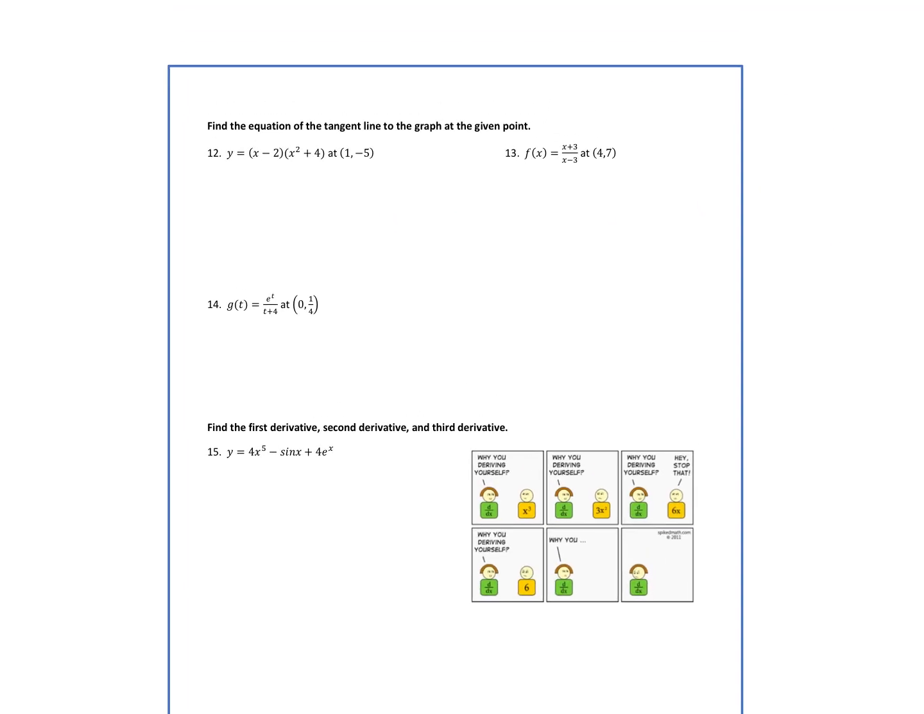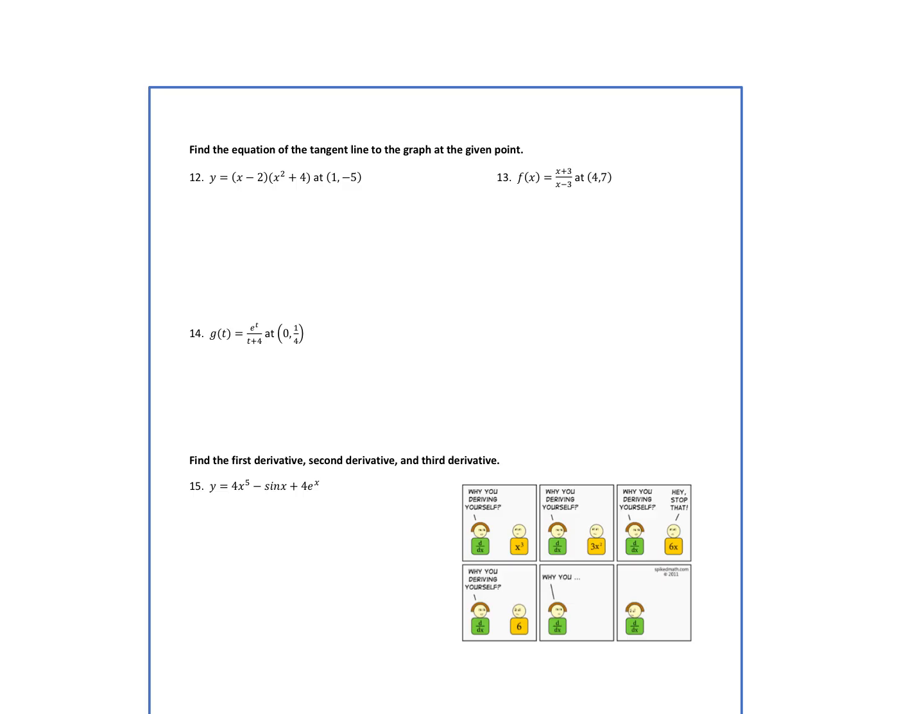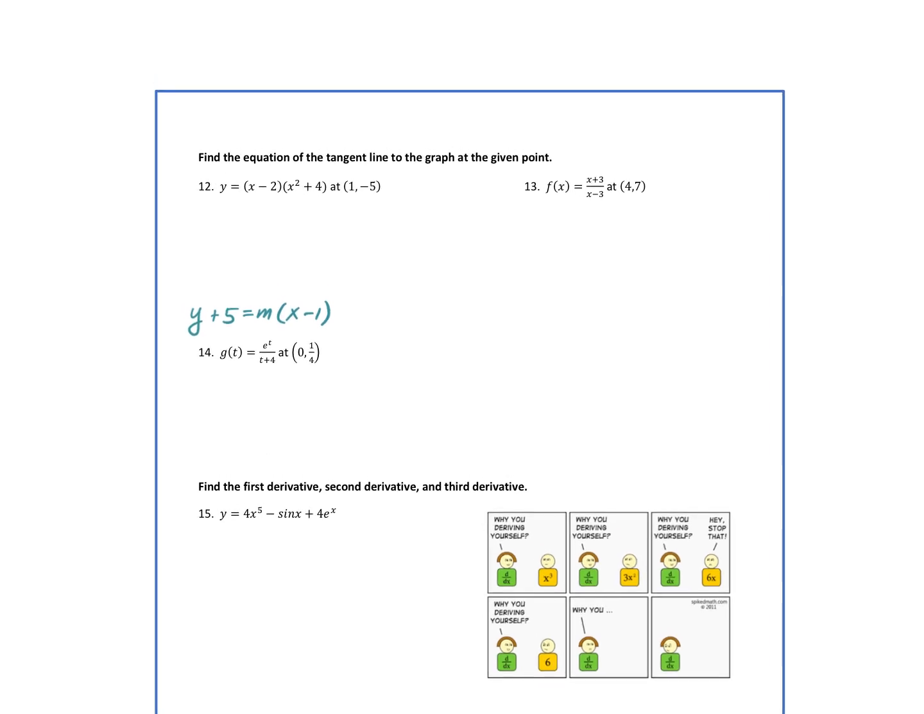For number 12, 13, 14, they're asking us for the equation of the tangent line. y plus 5 equals m, and then x minus 1. What I need to do is find the slope at 1. y prime is going to be the first times the derivative of the second plus the second times the derivative of the first.